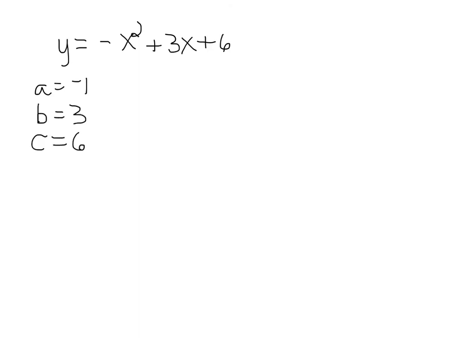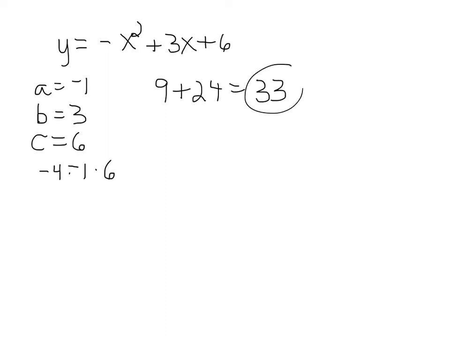This one I'm going to write out the way they have it in the book. y equals negative x squared plus 3x plus 6. So a is negative 1. We know it's going to be a frowner. b is 3. c is 6. b squared is 9. And negative 4 times a times c is positive 24. Since this number is positive, that means there are two solutions.